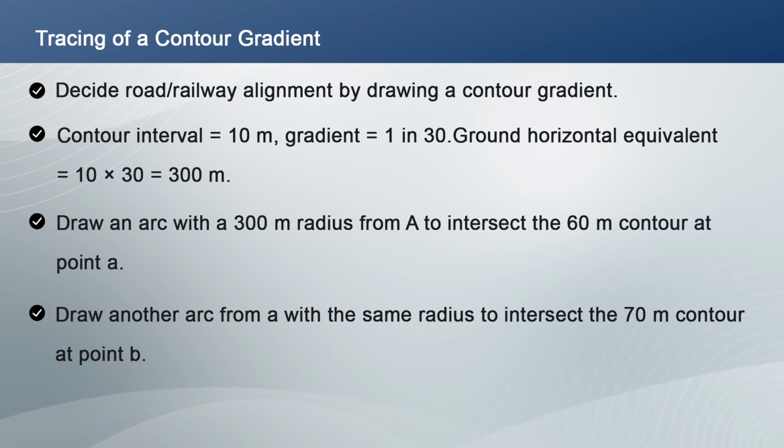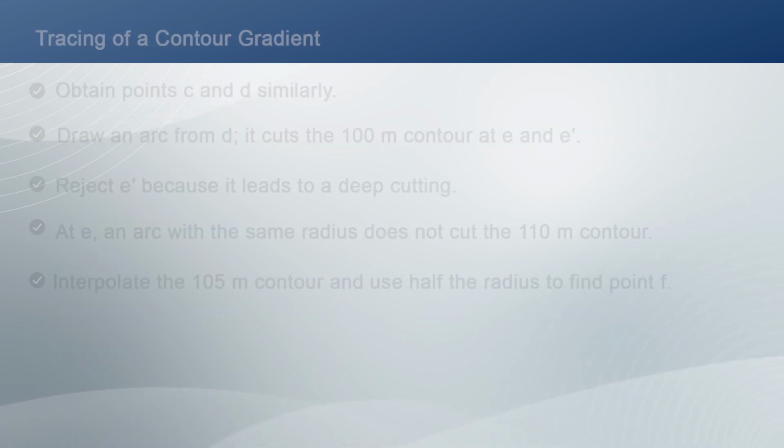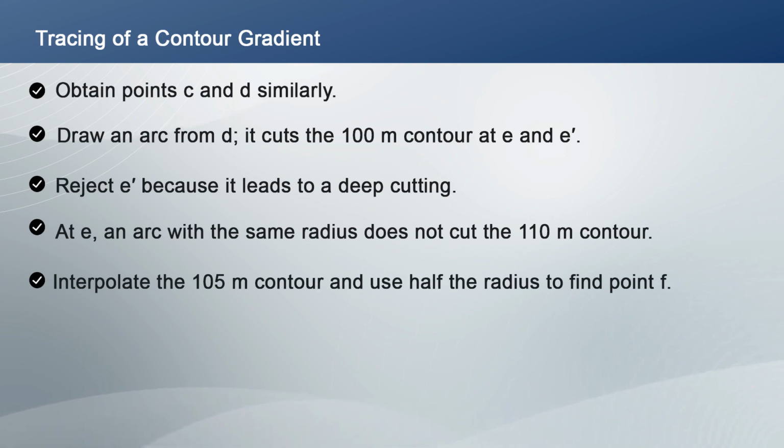With A as center and a radius representing 300 meters on the scale of the map, draw an arc to cut the 60 meter contour at A. Similarly, with A as center and with the same radius, draw another arc to cut the 70 meter contour at B. In a similar manner, points C and D are obtained. When an arc with D as center is drawn, it cuts the 100 meter contour at E dash.